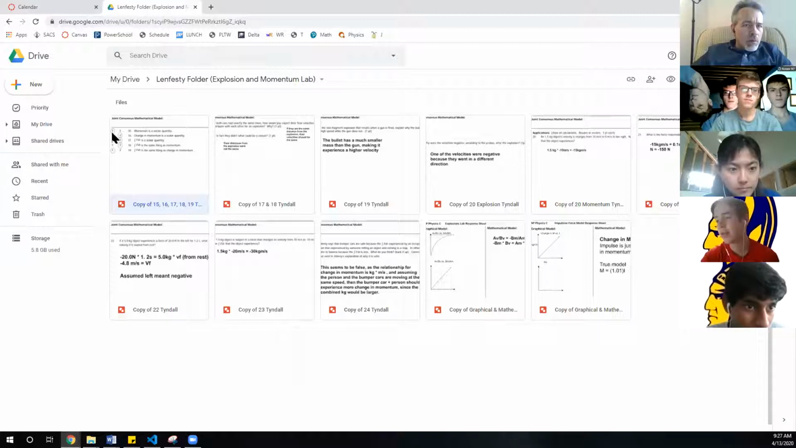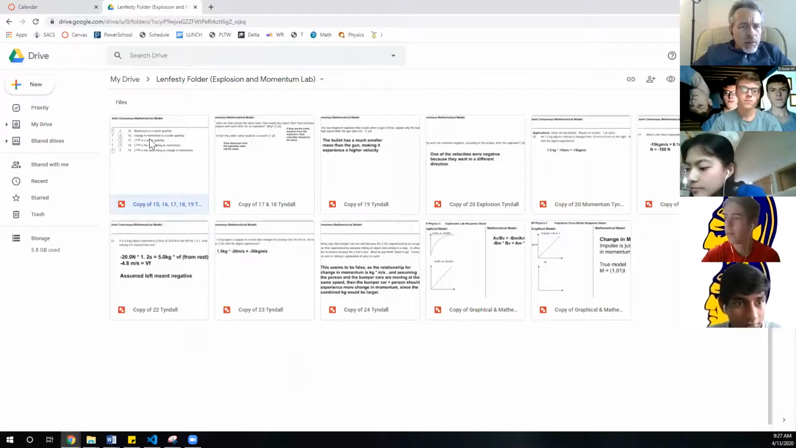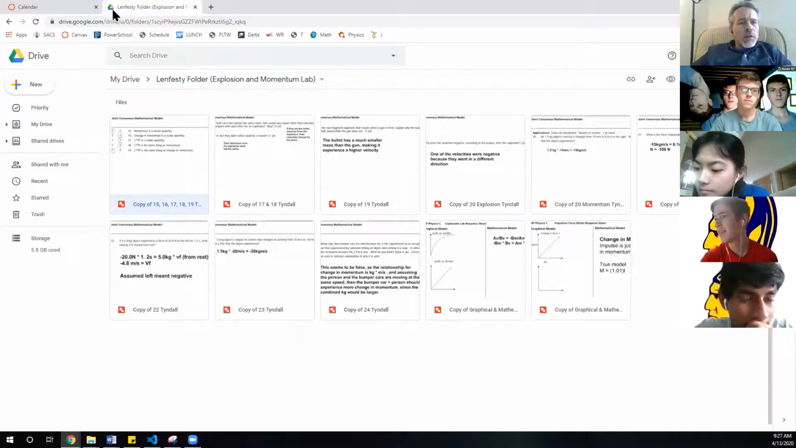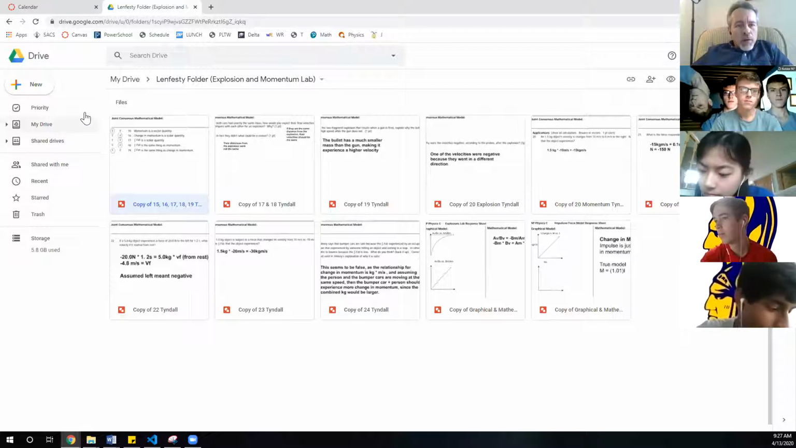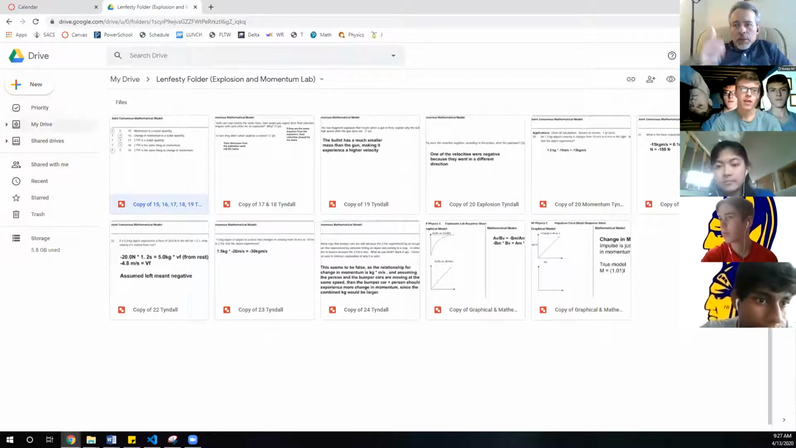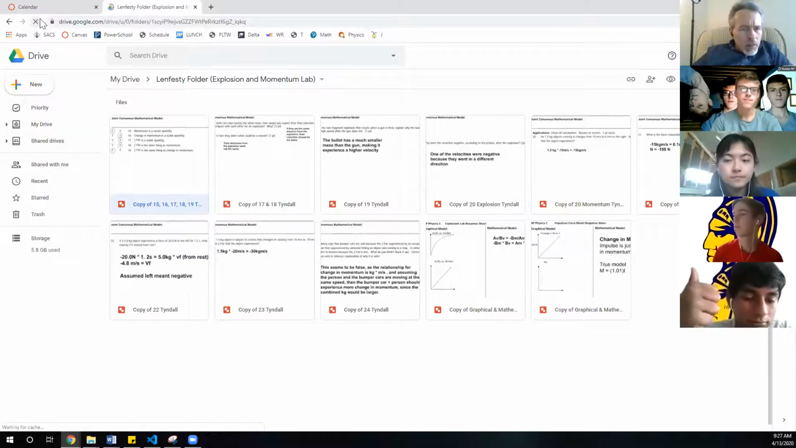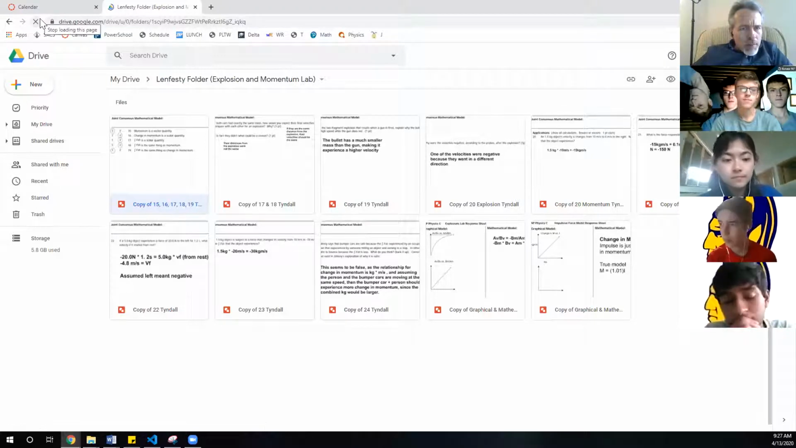I mean, it's true, false, false, false, true. Okay, so the first one says momentum is a vector quantity. That means momentum has direction, and I think we all agree with that, right? Thumbs up? Yeah, okay.